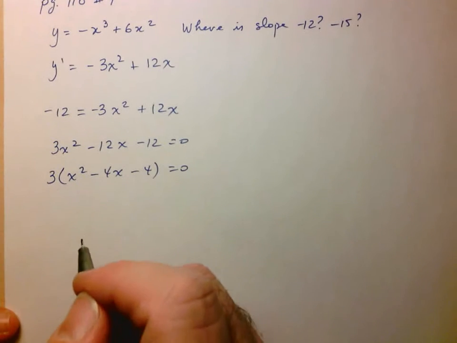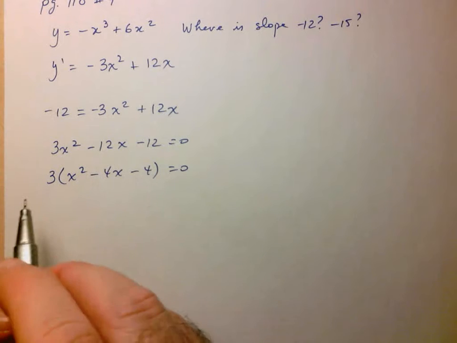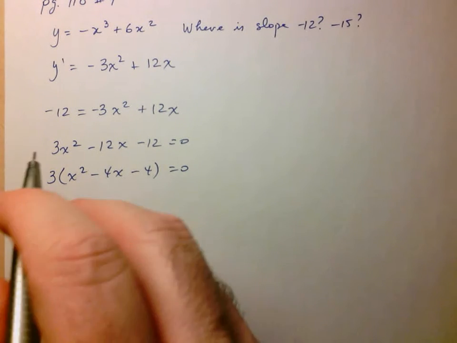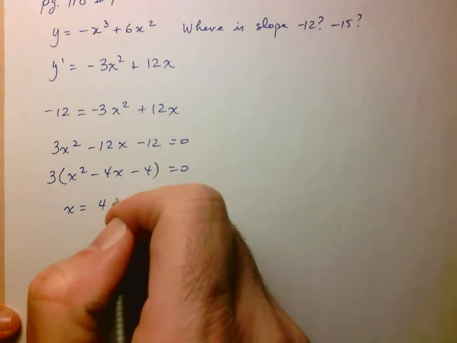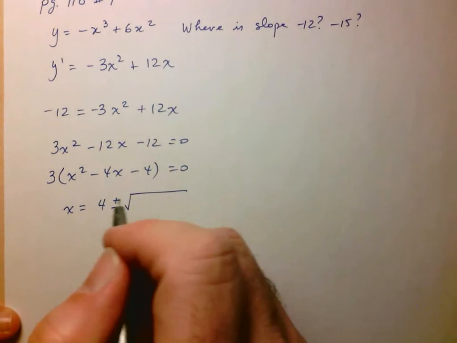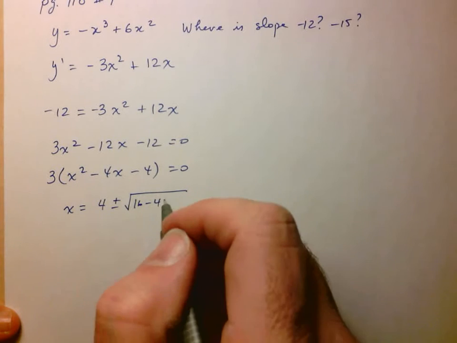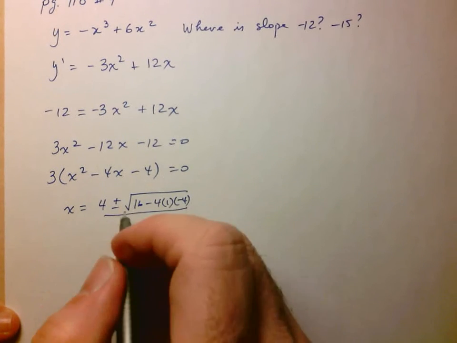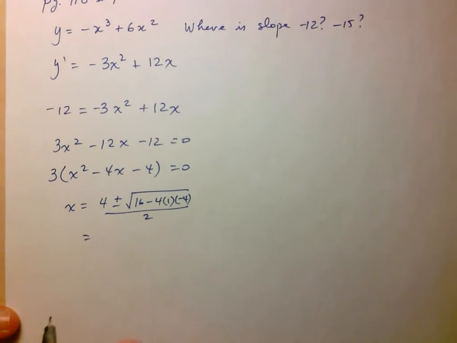Okay. And I realize here that I won't be able to factor this easily, so I'll have to use the quadratic formula. So let's solve for the zeros of what's in the bracket, since we know 3 can't be equal to 0. So x is equal to negative b, so 4, plus or minus the square root of b squared, which is 16, minus 4 times a, which is 1, times c, which is negative 4, all over 2 times 1, so 2. So now let's simplify this here.